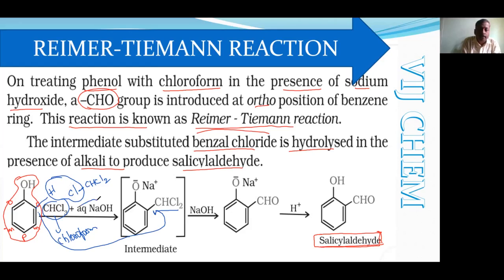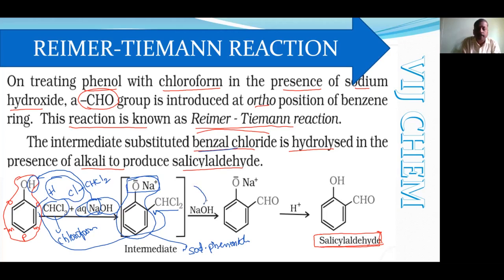And here NaOH is there. In the NaOH, this hydrogen is replaced by Na. This is called sodium phenoxide. Up to here only I am telling you. Now, apart from this, this intermediate is called benzyl chloride.